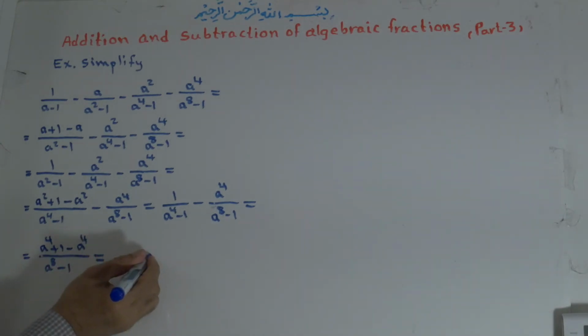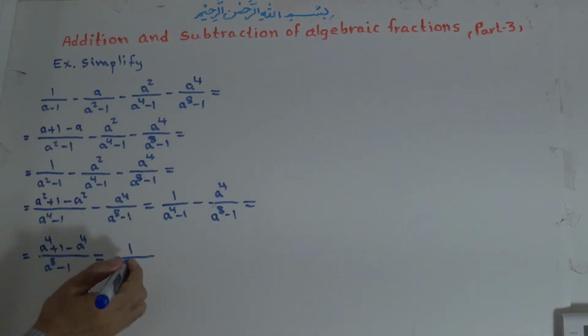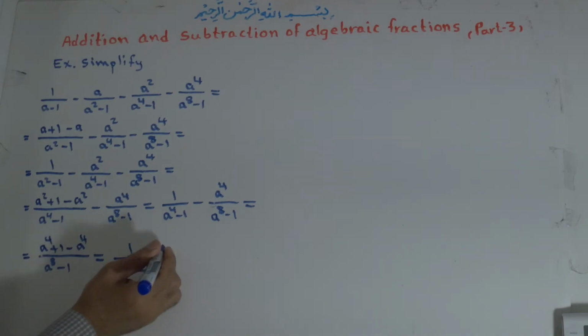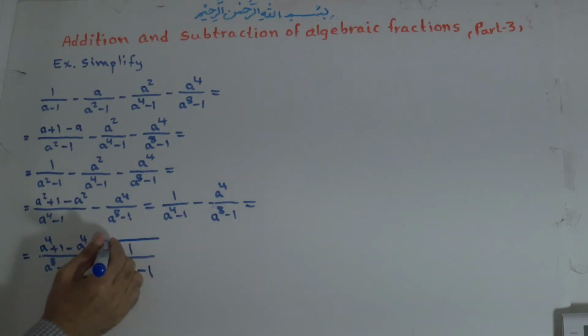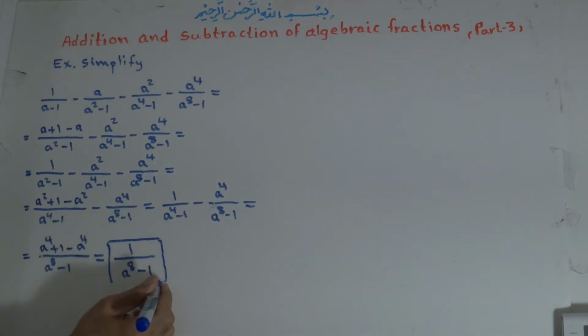The only thing remaining is positive 1, or 1 over a to the power of 8 minus 1. This is the final result for these fractions.